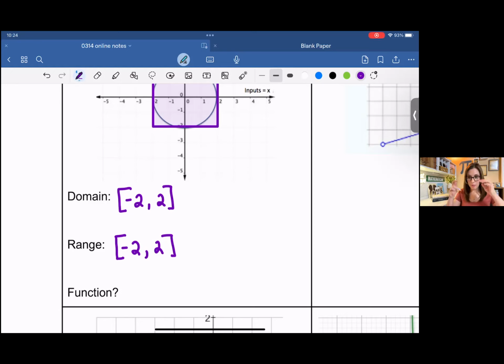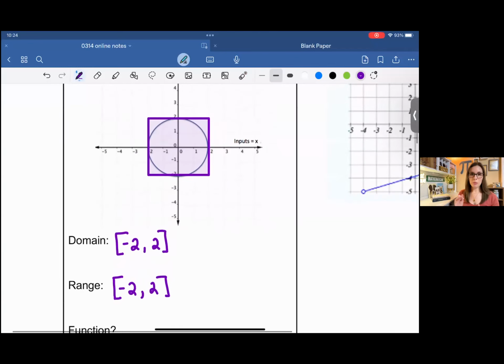Those are mathematical statements saying all the range lives within -2 to 2, where those values are included, and same for domain. So I could list any y value within that interval and it would be counted as a value in our range. Now, to determine if it's a function or not, remember for graphs, we can use the vertical line test.